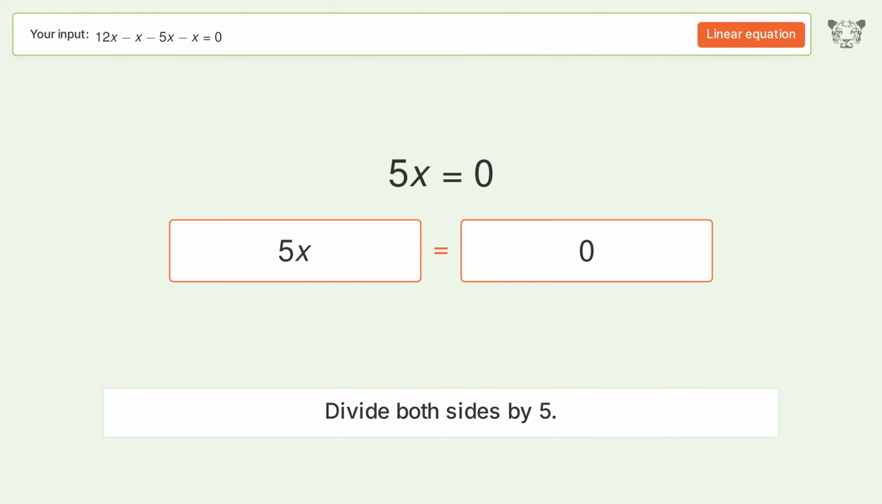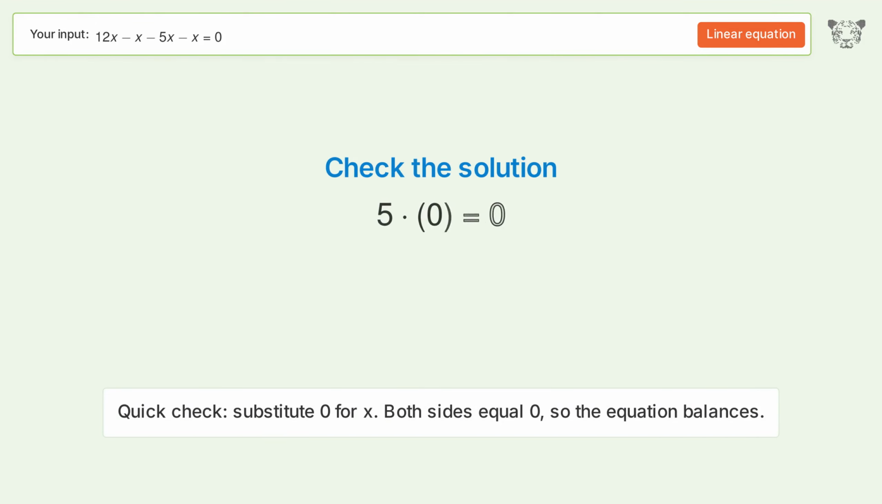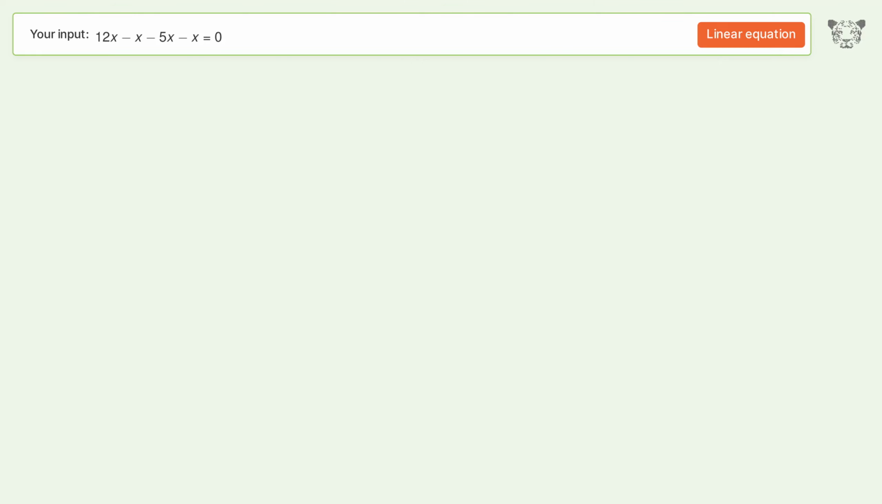Divide both sides by 5 to leave the variable alone. Quick check, substitute 0 for x. Both sides equal 0, so the equation balances. So, x equals 0.